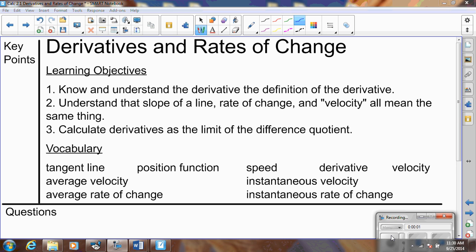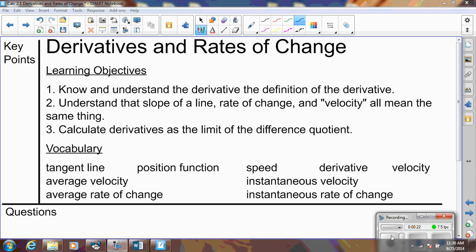In this video, we are going to discuss derivatives and rates of change, specifically how a rate of change is related to the derivative, which we will finally formally define. Our learning objectives are fairly straightforward and also tied into some of the things that we have done before.